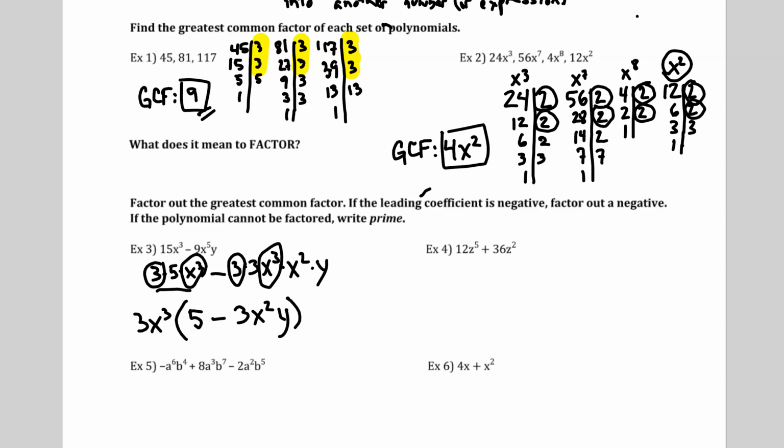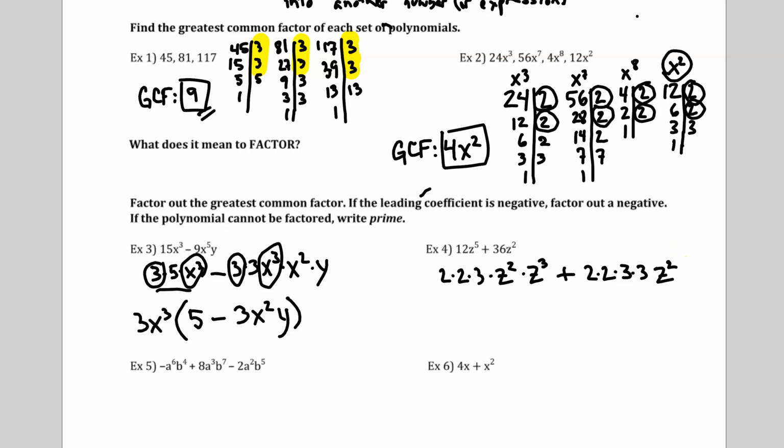In the next example, I'm going to rewrite 12z to the 5th as 3 times 4 times z to the 5th. Okay, scratch that. I'm actually going to break it down even further than that. 12 is 3 times 4, but 4 is 2 times 2, so I'm going to write it as 2 times 2 times 3, and that's 12. Z to the 5th I'm going to break down to z squared times z to the 3rd power, plus 36 is 4 times 9. And 4 is 2 times 2. And 9 is 3 times 3. And z squared.